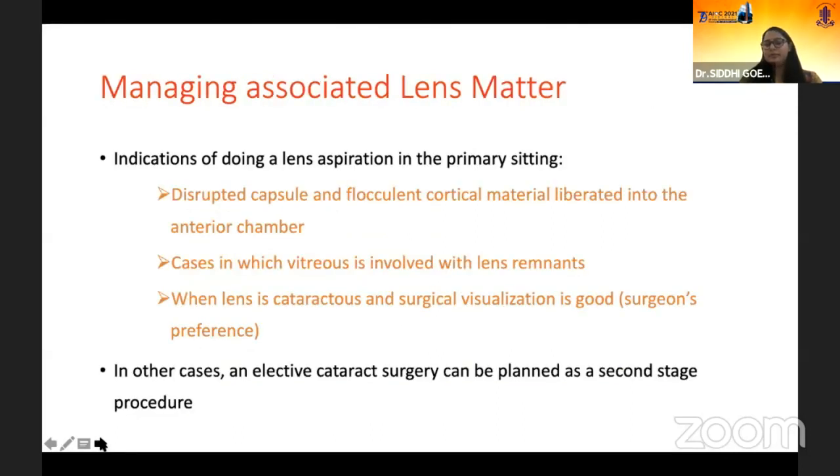For the management of associated lens matter, there are a few indications to do a primary lens aspiration: in case of disrupted lens capsule with flocculent cortical matter, cases in which vitreous is involved, and where the lens is cataractous and surgical visualization is good, which is based on the surgeon's preference. However, in other cases, elective cataract surgery should be done.